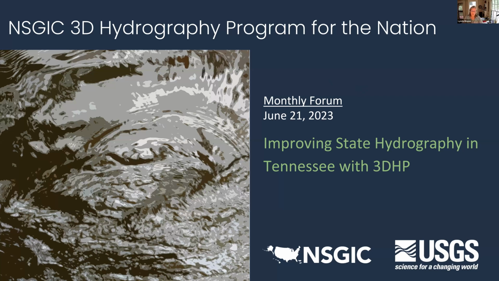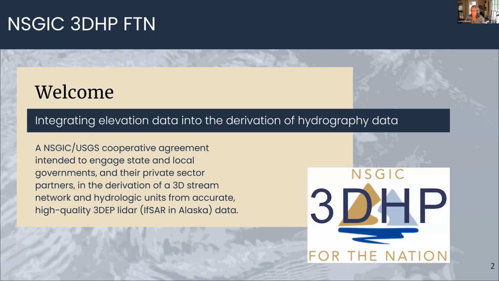As most of you know, this is a NSGIC USGS cooperative, and it's intended to engage you all in the derivation of a 3D stream network and hydrologic units from accurate, high-quality 3DEP data, and of course, IFSAR in Alaska. If you have any questions during the presentation or anytime, please feel free to put them in the chat, and we will gather them up and put them in a Q&A doc at the end.